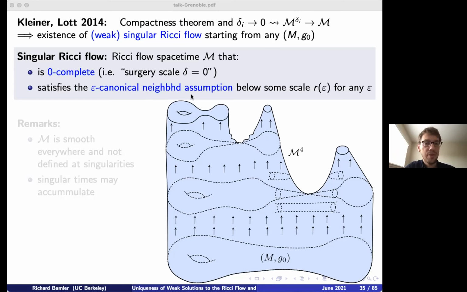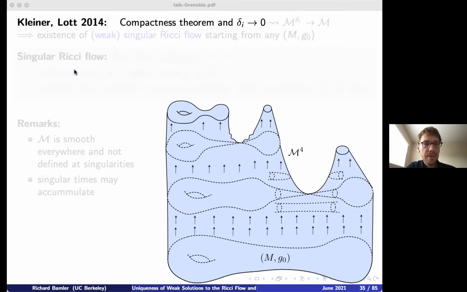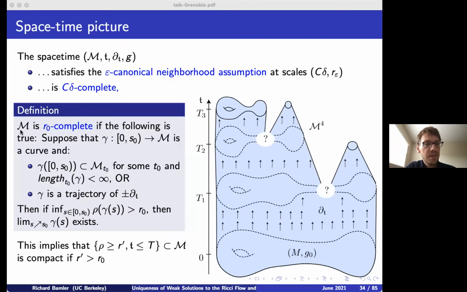Maybe just a word on this 0-completeness. Maybe I'll just show you the previous slide. So this definition has been designed in such a way that it also makes sense for R naught being equal to 0, because then it still says something: if the infimum is positive, then the limit would exist. Meaning we can only run out of the spacetime if the curvature scale goes to 0 or if the curvature goes to infinity.